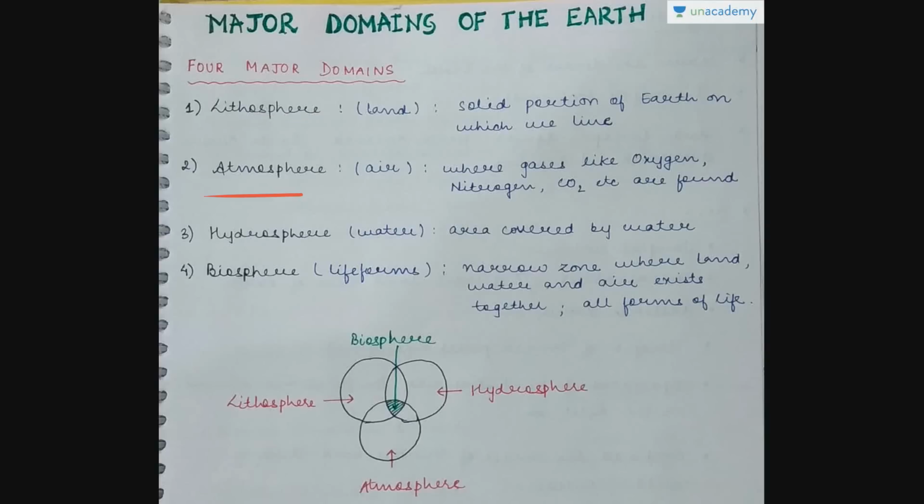Atmosphere is related to air, where these gases are present. Hydrosphere is the water body, the area covered by water. Then the biosphere, where the life form exists. Why so? Because if in an area only land is present, or only air, or only water is present, you cannot survive. You need all 3 components to have presence of life. This is why earth is known as a unique planet, because all these things exist here.